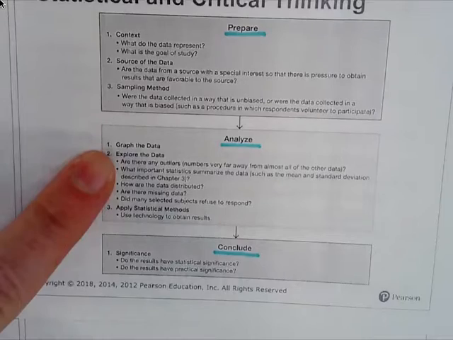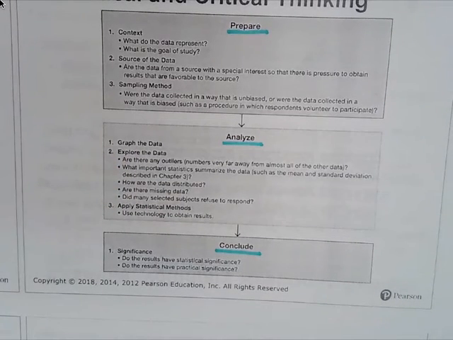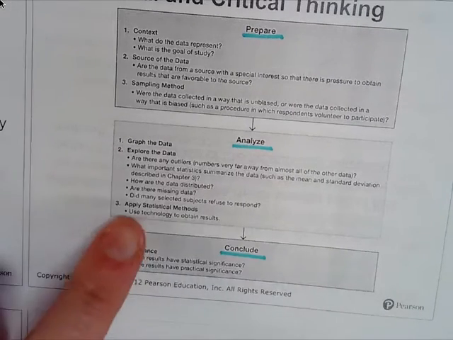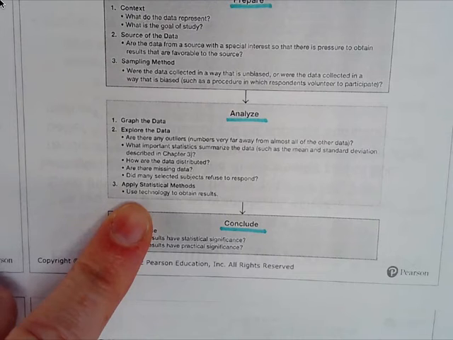Then you're going to analyze the data. We have graphs that we're going to look at, and then you're going to explore the data. How is it distributed? Is there data that's missing? Did people refuse to respond altogether? And we're going to use the calculator a lot to be able to analyze and get some kind of information.